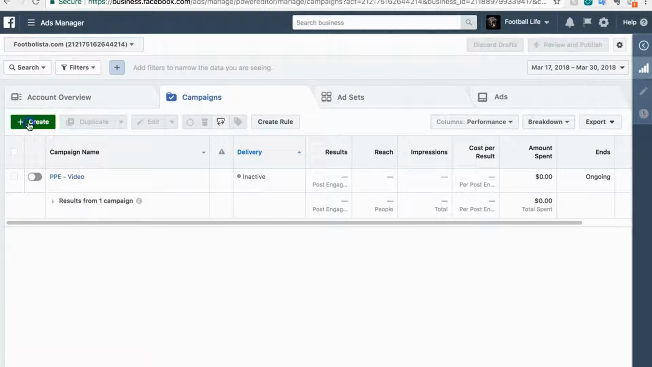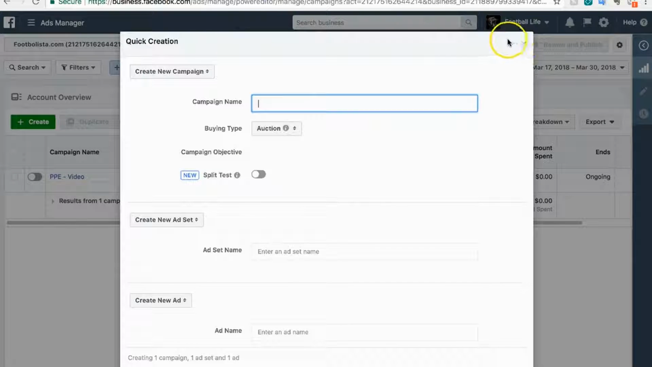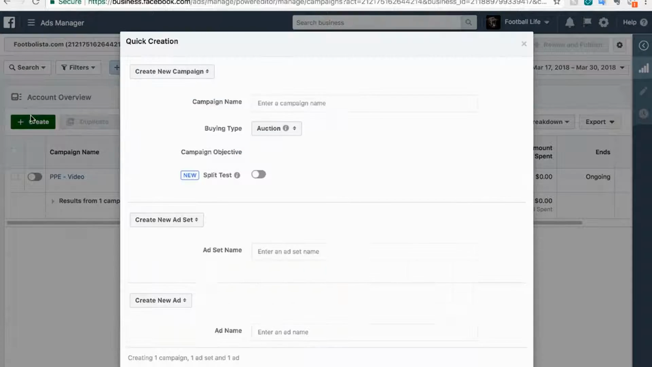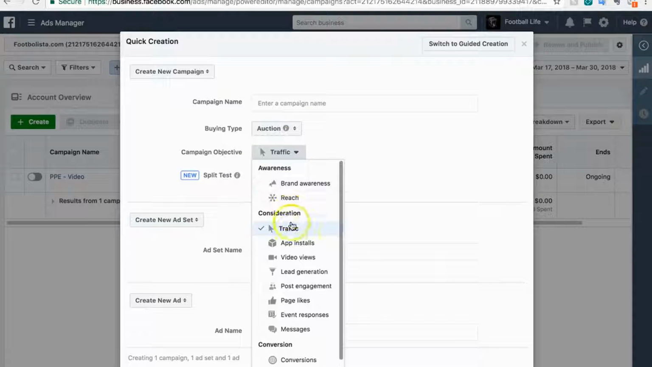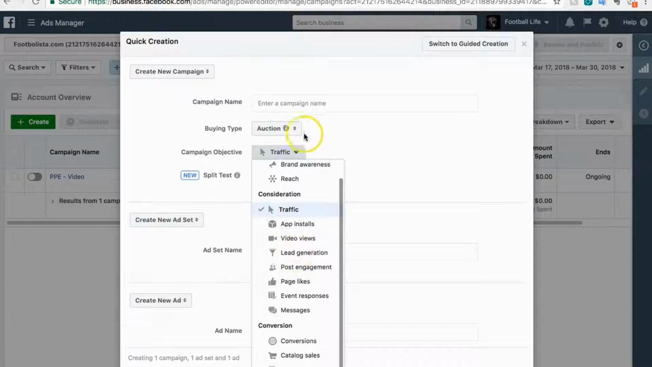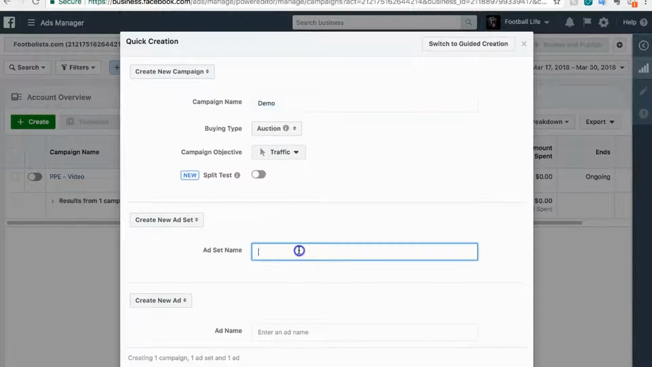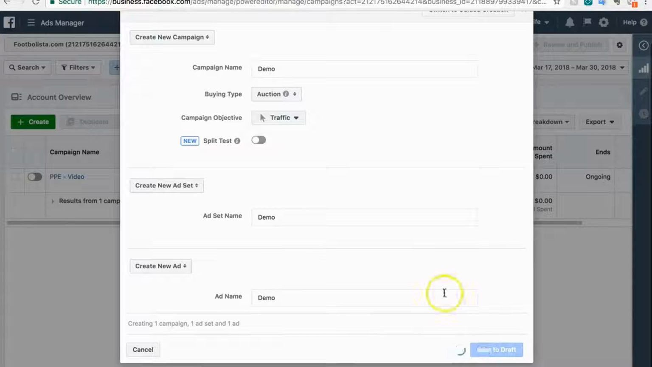But we're not going to create any Facebook ad. You don't have to worry about it at this point. What you need to be worrying about right now is opening any type of ad basically to do the research. You can click on create campaign. I'll go over the campaign objective in detail later, but just do whatever I'm showing you right now. I'm just going to put demo three times, and I'm just going to click save to draft.